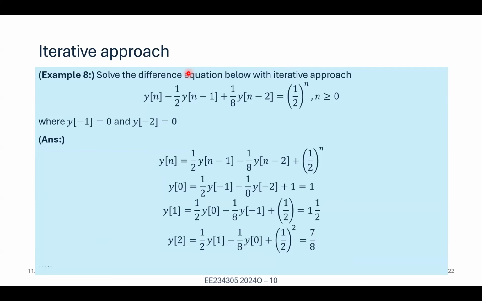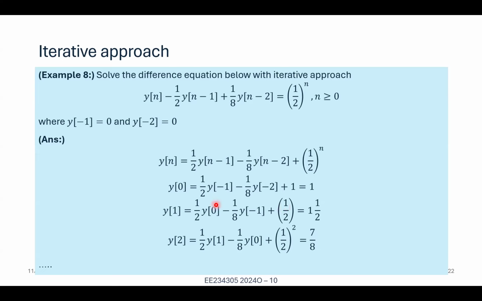So the answer is that we can get yn here. So we find y0, what is y0, we find what is y1, we find what is y2, and so on. Yeah, it's basically we solve based on what we know of the system. So if we don't know the initial conditions, we cannot solve that. It's also the same for the analytical method; for this iterative approach, it's also important to know the initial condition.